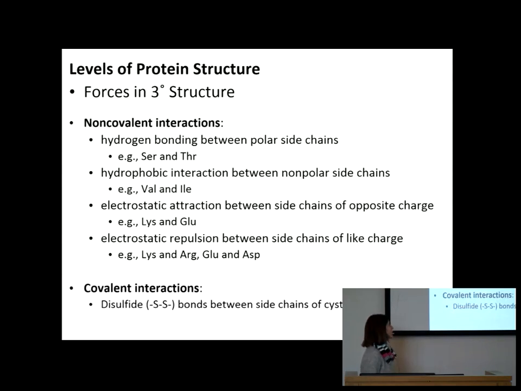Then there's one covalent interaction, and that's where we are going to oxidize two sulfurs on two different cysteine residues. One amino acid, we call it an amino acid residue. I don't know why. They are going to oxidize. We're going to get rid of the two hydrogens, and there's going to be a covalent bond. So two cysteines can come together and form a covalent bond.